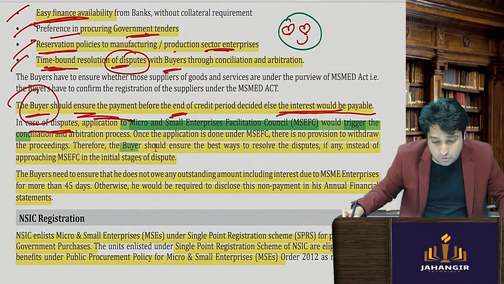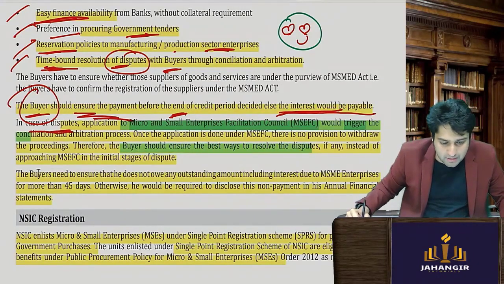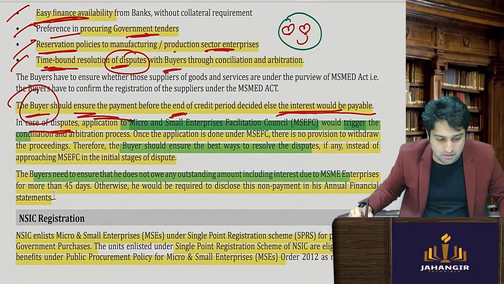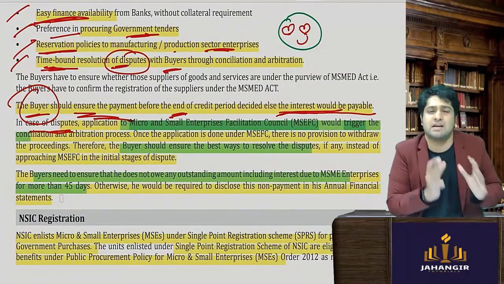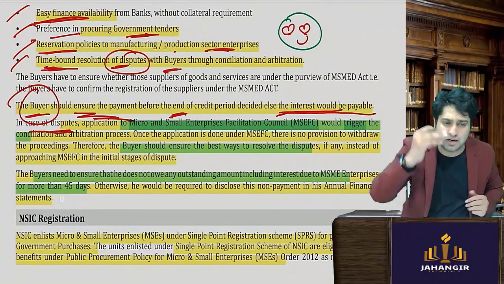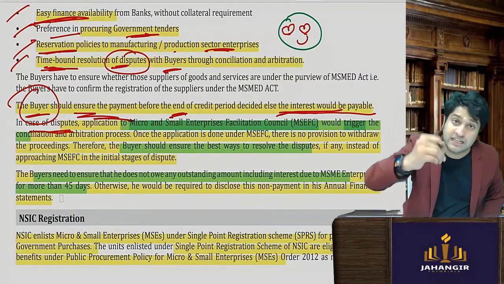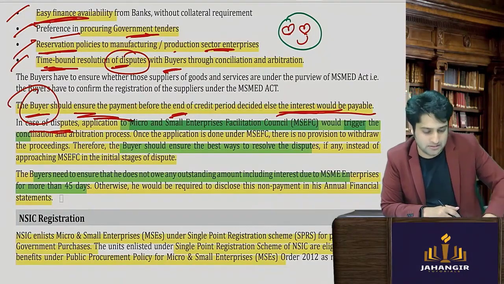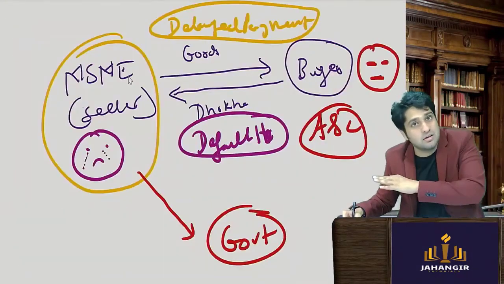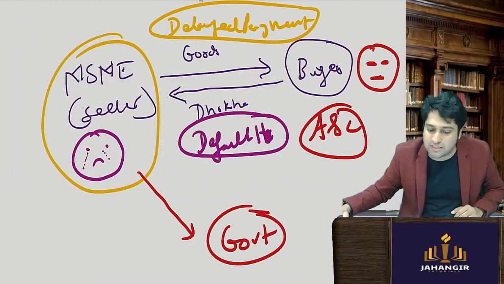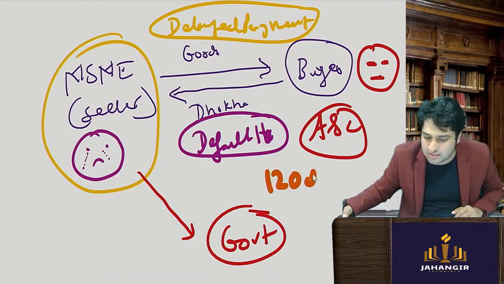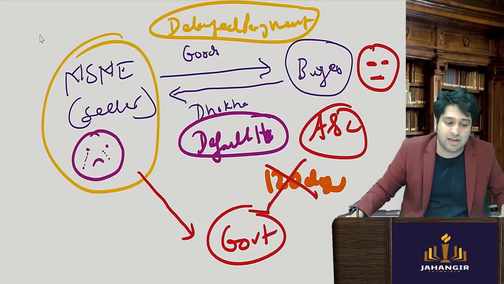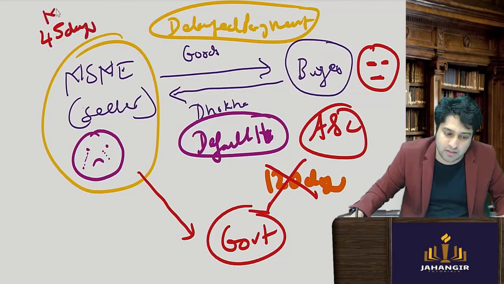The buyer should find the best way to resolve. Buyer needs to ensure that he does not owe any outstanding amount, including the interest due to the MSME, for more than 45 days. That means 45 days is the max credit period. Now I can't go into how much detail. I can tell you, MSME is the seller. In the agreement also, if it is said that the credit period is 120 days, this will not hold. The act will prevail and the act says that the maximum credit period is 45 days.